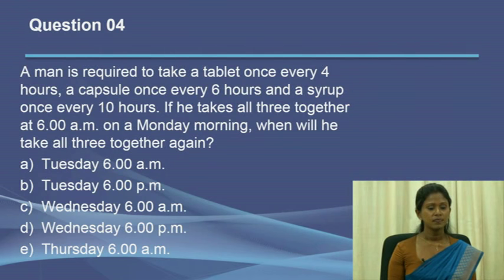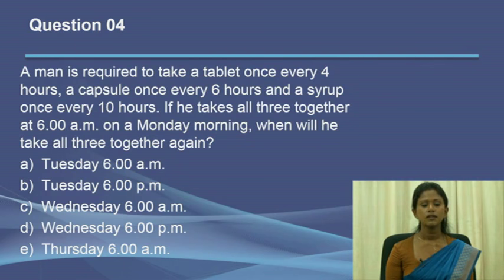Question number 4. A man is required to take a tablet once every 4 hours, a capsule once every 6 hours and a syrup once every 10 hours. If he takes all three together at 6 a.m. on a Monday morning, when will he take all three together again? So this is our question.